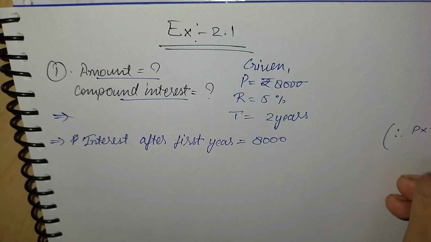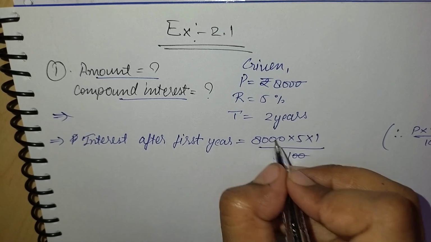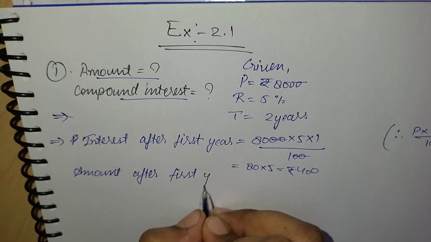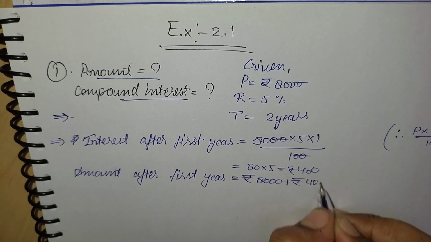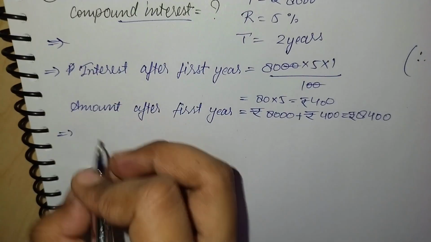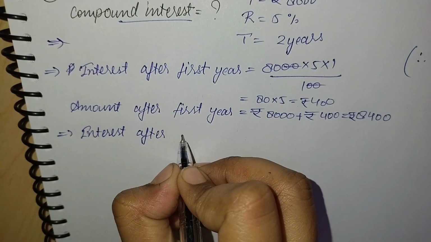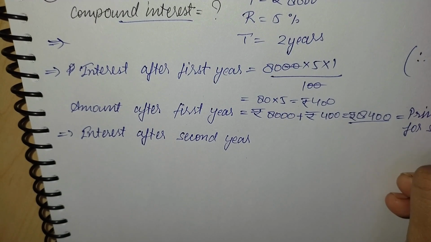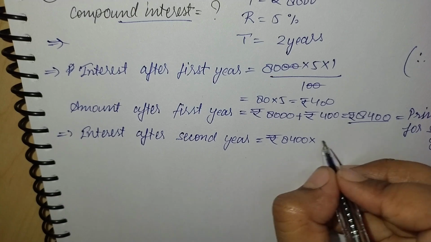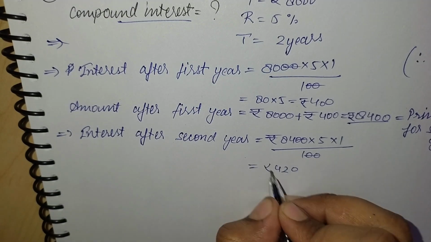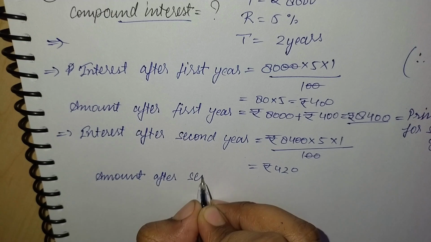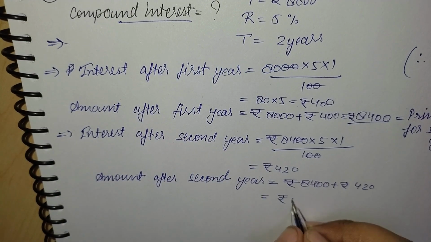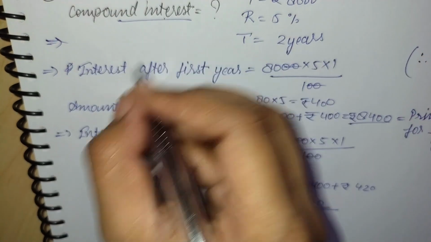So interest after first year on solving here by PRT by 100 method we will get as 80 into 5 equal to rupees 400. Amount after first year is equal to rupees 8,000 plus 400 equal to 8,400. Now the interest after second year we will find at the principal value of 8,400. This is the principal value for second year and the amount after first year. So we will take this value only. 8,400 into 5 into 1 upon 100 equal to amount after second year. We will add 8,400 plus 420 to find the amount after second year. We will get as 8,820.